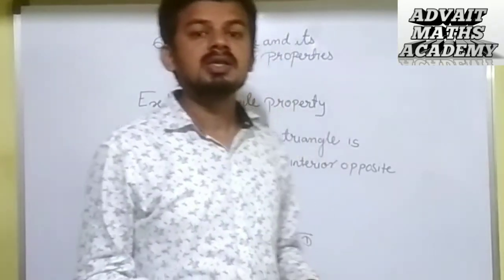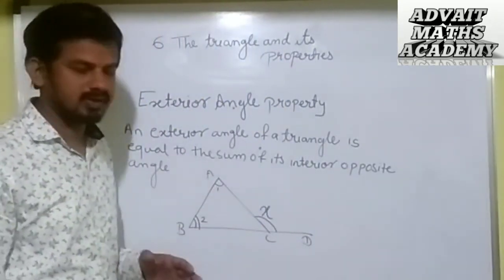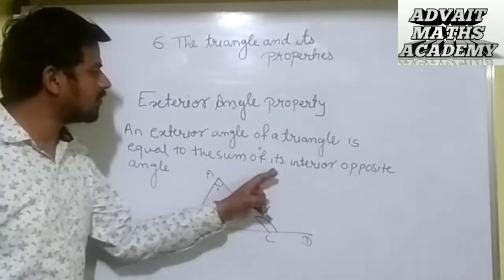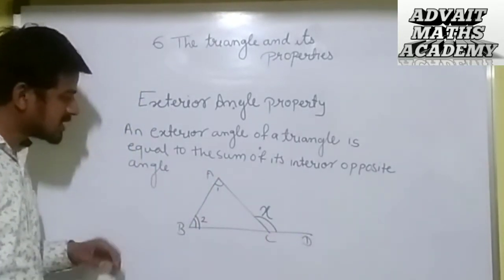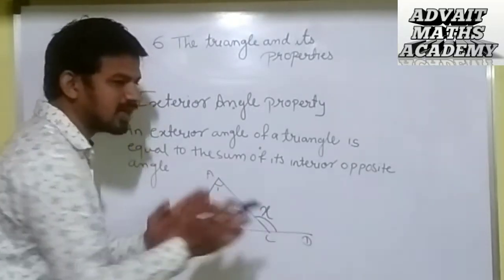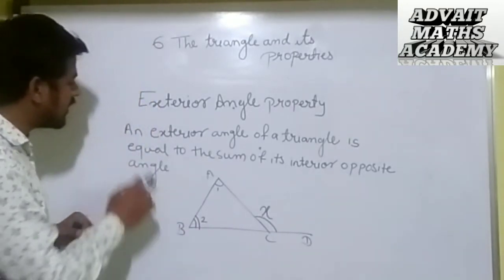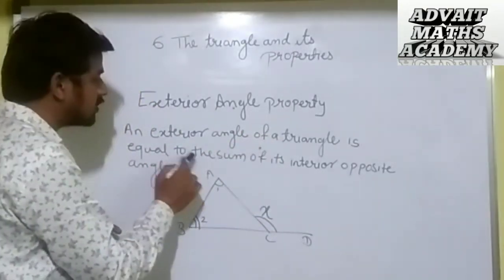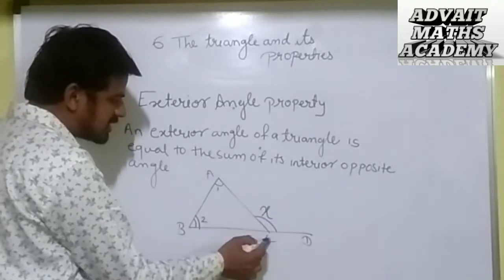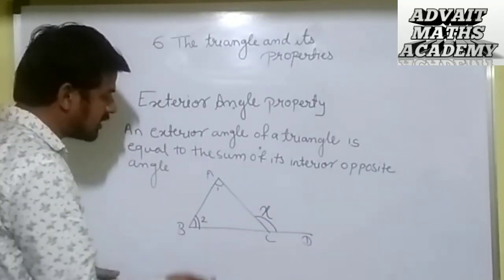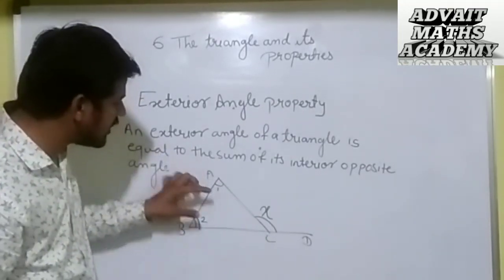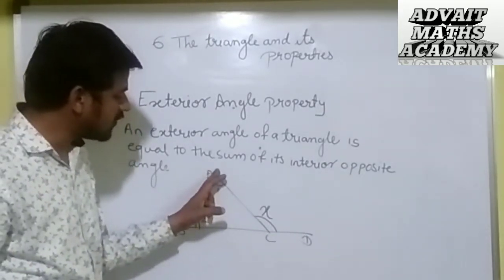Now we discuss the exterior angle property of a triangle. An exterior angle of a triangle is equal to the sum of the interior opposite angles. See, ABC is a triangle. In that, ACD is an exterior angle. What is the statement? Exterior angle of a triangle is equal to the sum of interior opposite angles. See, this ACD is an exterior angle. In that, angle A and angle B are the interior opposite angles. That means the sum of angle A and B is equal to the angle ACD.